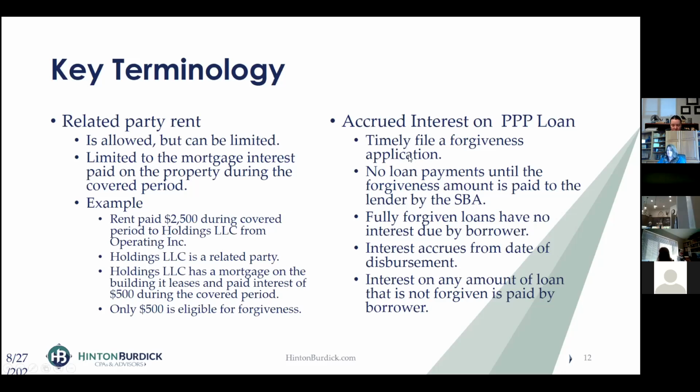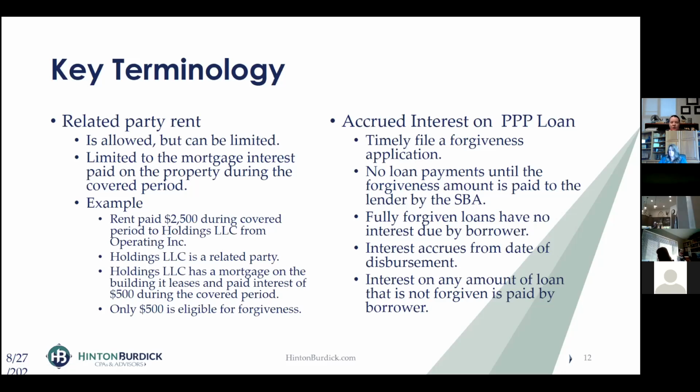So accrued interest: if you do not receive 100% forgiveness of your PPP loan, you will have to pay interest from the time that you received the loan. So if you received it in April, it would be accrued interest on the unforgiven amount from that date forward.